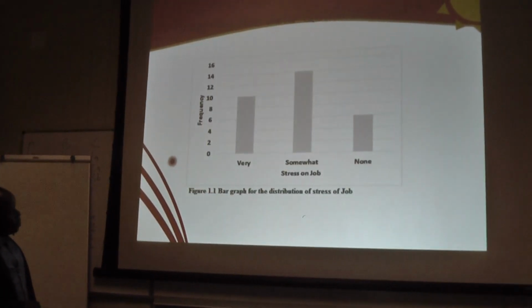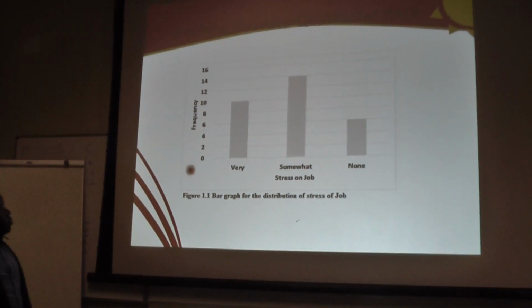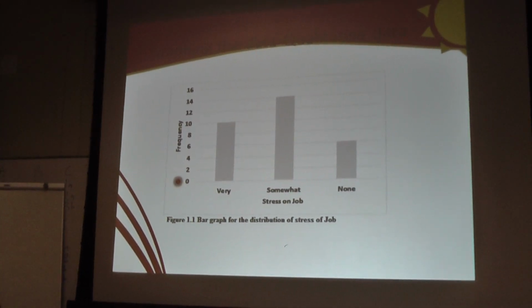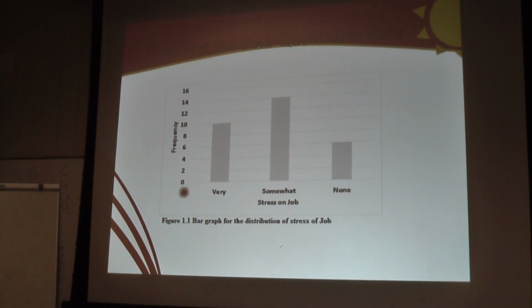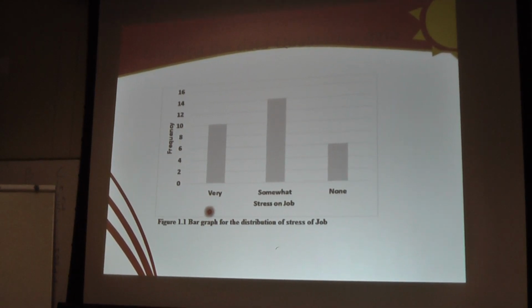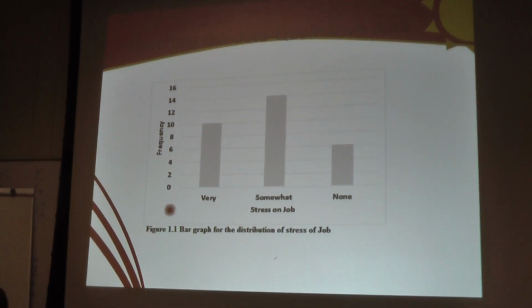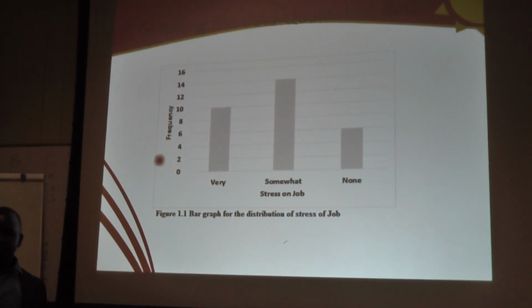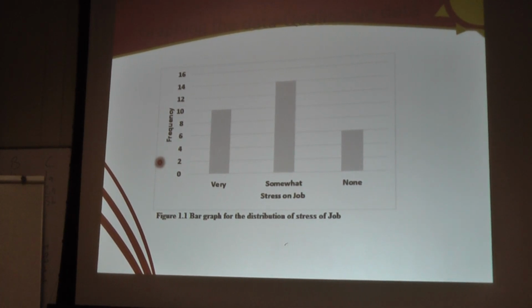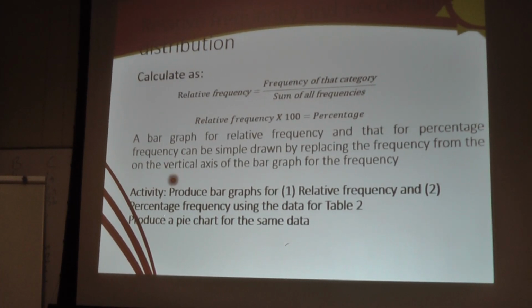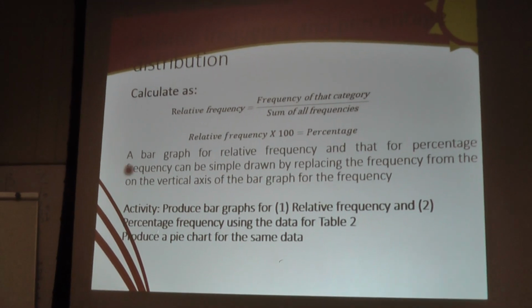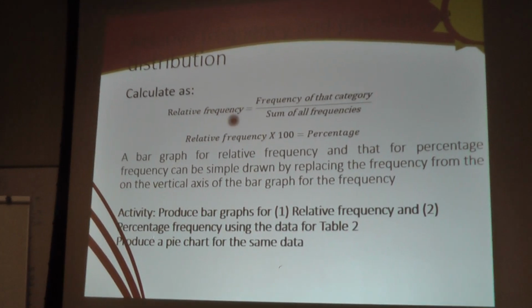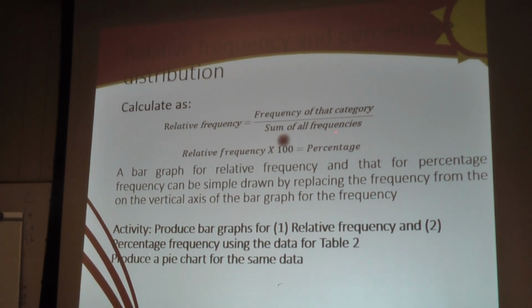Now, you can see from this bar chart that we have used frequency on the y-axis, but instead of using frequency on the y-axis, we can also use what we refer to as relative frequency, and we can also use percentage frequency. Now, relative frequency is calculated as the frequency of the category divided by the sum of all frequencies.